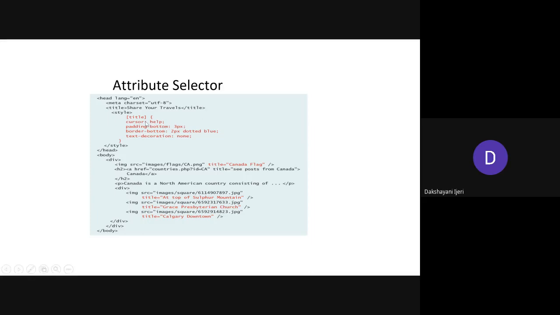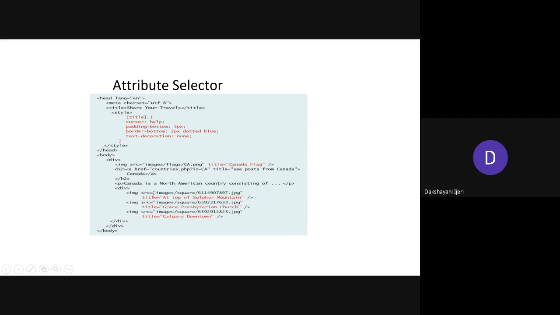Using this attribute you have set all these properties, and where will it be applied? Since it is not element specific, it is attribute specific. Wherever this attribute, the title attribute, appears in an HTML element, these styles will be applied to that content. Okay, so you can see here three images have been introduced, and each image element has the title attribute.